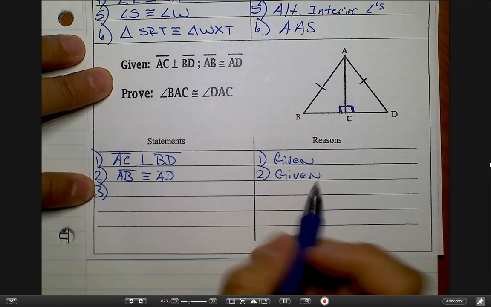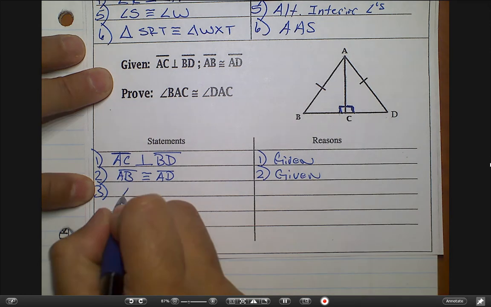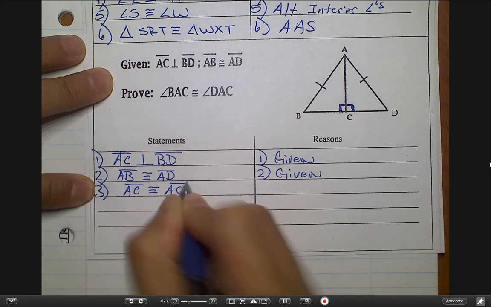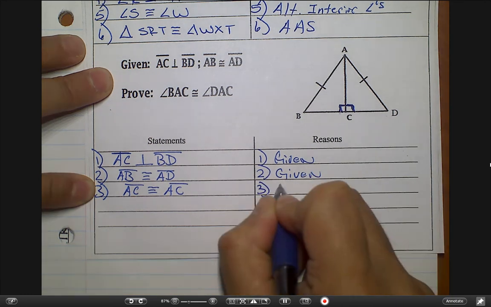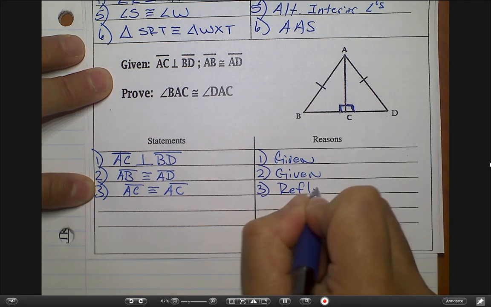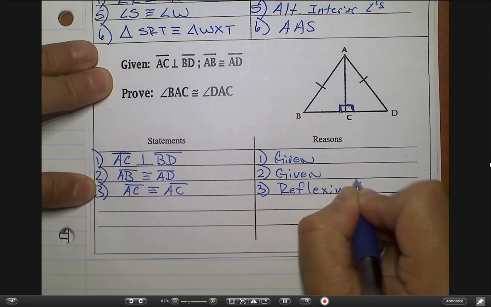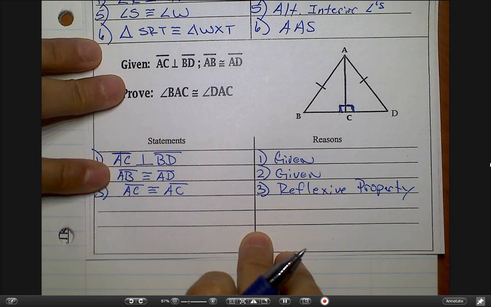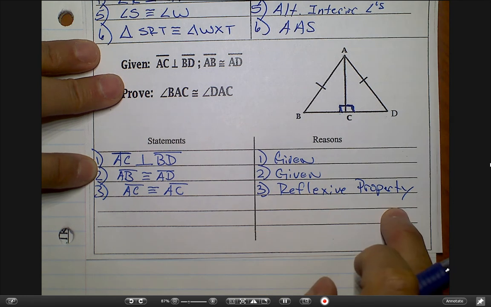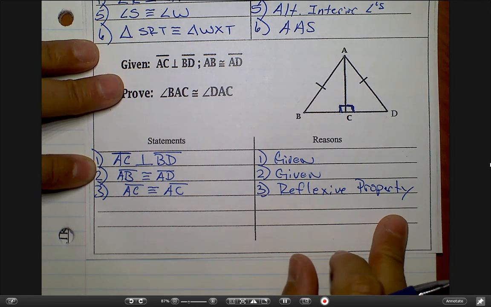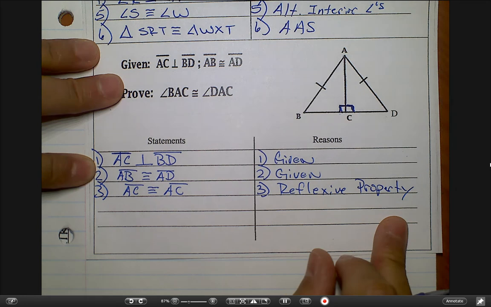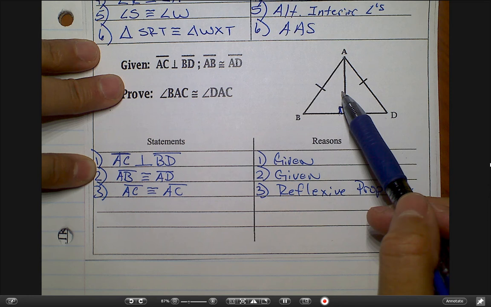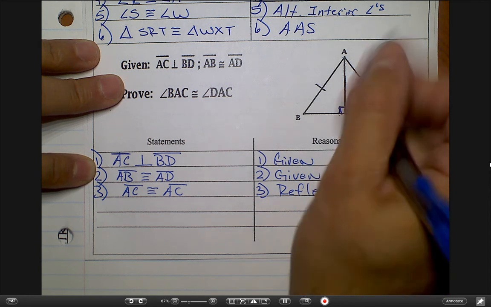Reflexive property. Very good. What's my statement going to be? Very good. AC is congruent to AC, and that is my reflexive property. Okay, so I have reflexive property. So now what do I have to do with my picture? Tick marks. Do I put 1 over here? 2. Because it's not going to be the same as these. So I'm going to put a 2 tick mark right here.